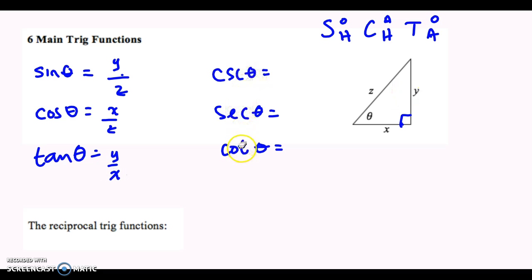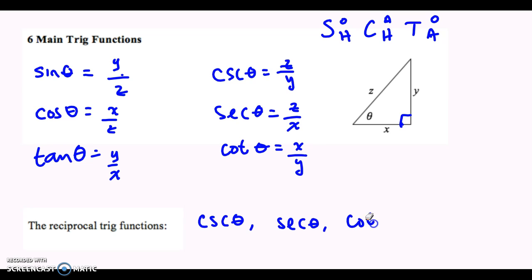Now, cosecant, secant, and cotangent theta are all reciprocals of sine, cosine, and tangent respectively. So cosecant theta is going to be z over y. Secant theta is going to be z over x. And cotangent theta will be x over y. And I'm just going to clean up some of this writing here. The reciprocal trig functions are those last 3 that we did. So cosecant theta, secant theta, and cotangent theta will be your reciprocal trig functions.